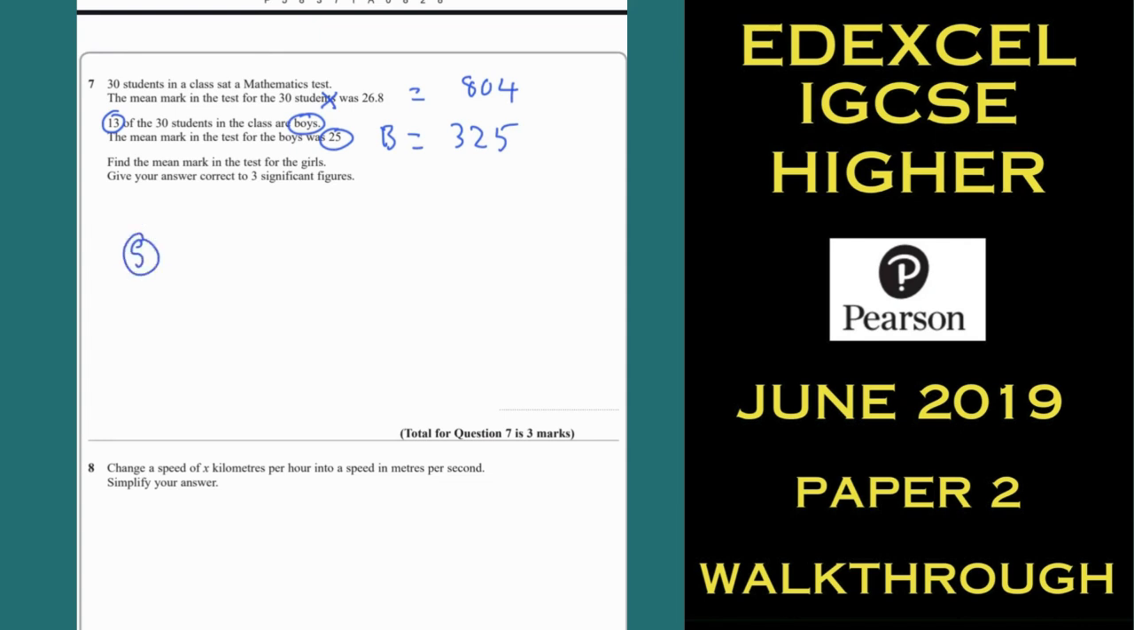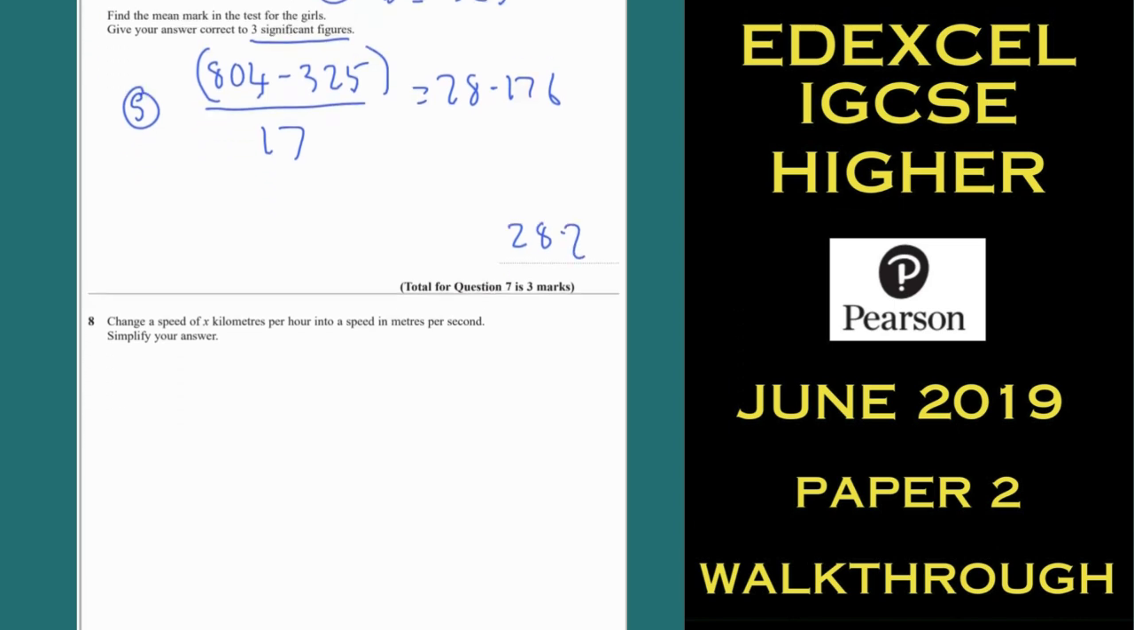Girls. The girls' mean will be the total of the class, take away the boys. That will give you the girls' total. But there are 17 of them. And again, like the previous earlier question, brackets just to be sure. 3 sig figs tells you it's going to be a horrible decimal. And it is 28.176, which is 28.2 to 3 significant figures.